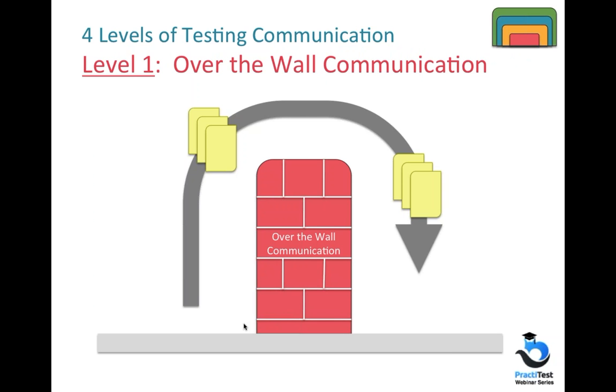Over-the-wall communication can be explained very well by this drawing here. It's basically taking information, throwing it over the wall, and hoping that it reaches the other side. Think about those old war movies where the hero takes a hand grenade, pulls the pin, throws the grenade over the wall, and just hides and hopes that everything happens okay. After a couple of seconds, he hears a big boom. So this is the over-the-wall communication that I'm talking about.